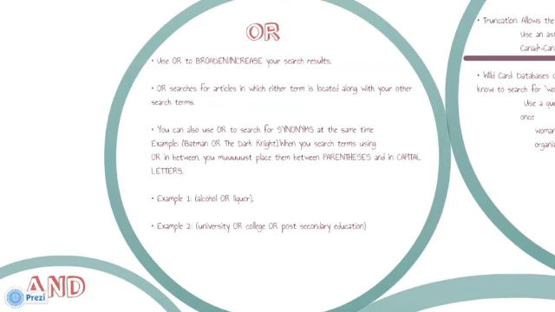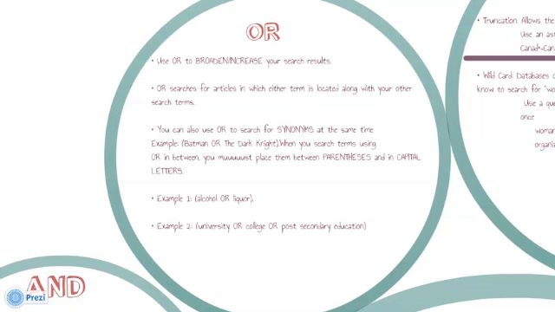When we use OR, we want to broaden or increase our search results. So OR searches for articles in which either term is located along with your other search terms. You can also use OR to search for synonyms at the same time. A silly example that I've used is Batman or The Dark Knight, which can be used interchangeably.